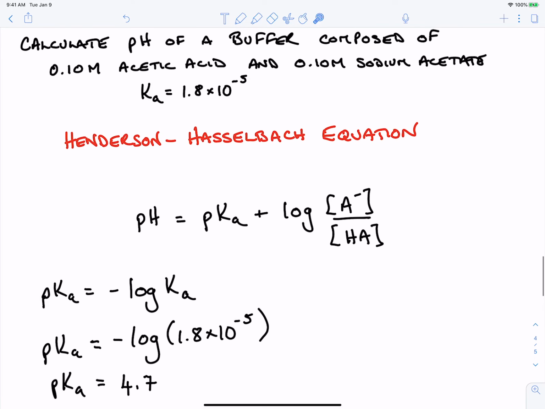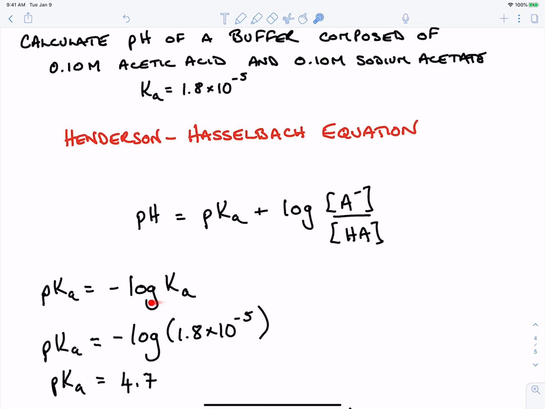The definition of pKa is minus log to the base 10 of the equilibrium constant. So we could take this value and put it into our equation, and pKa would then be minus log of 1.8 times 10 to the minus 5, which gives us a pKa of 4.7. Now we have this value here, and the concentration of the conjugate base, which is acetate, we're also given as 0.1, and the concentration of acetic acid is 0.10 molar as well.